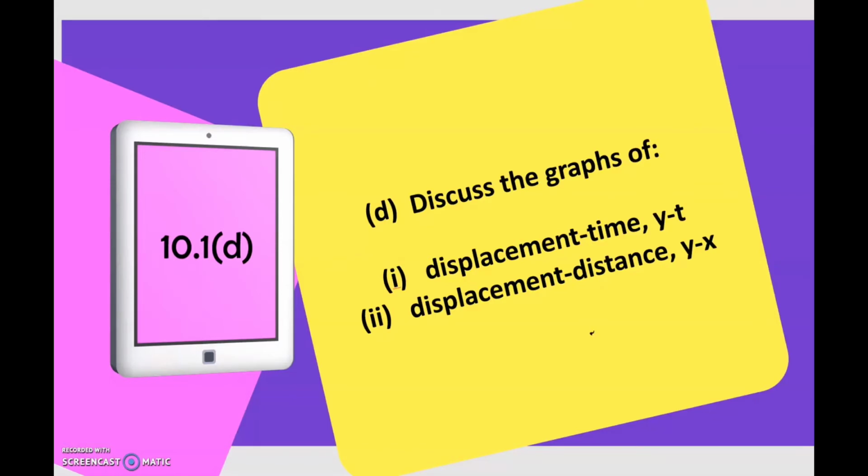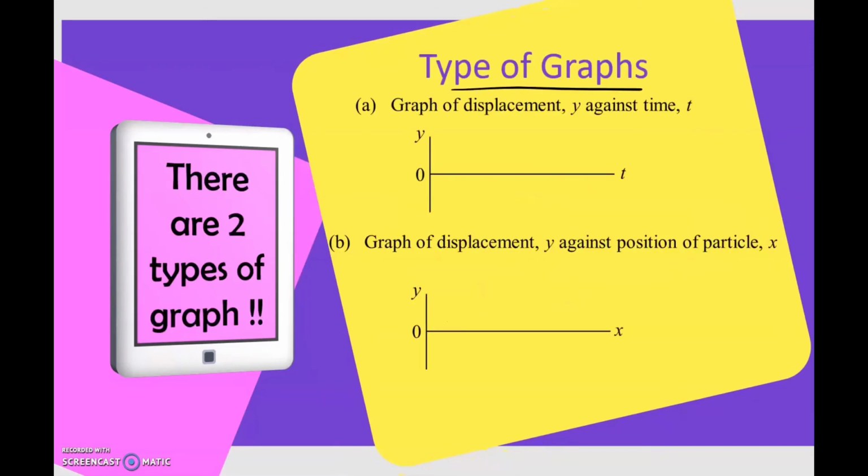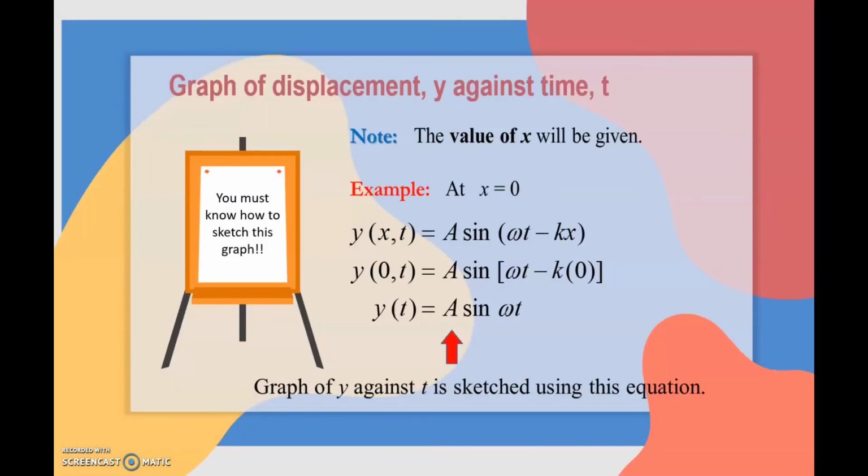So now we have 10.1d. We have to discuss the graph of displacement versus time, y(t), and displacement versus distance, y(x). We have two types of graph: the graph of displacement y versus t, and the graph of displacement y versus x. For the graph of displacement y against t, the value of x will be given. So then we will have y(x,t) is equal to a sine(omega t minus kx).